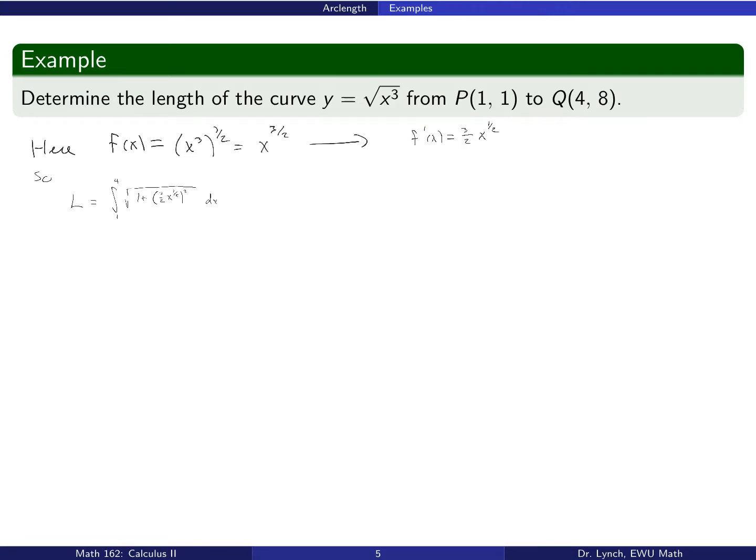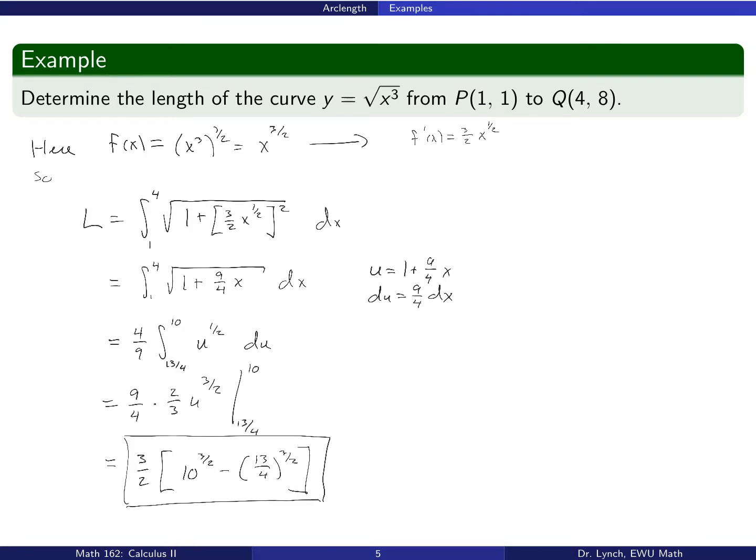Here again, we see that function written in power function form, x to the 3/2. We can quickly compute the derivative as 3/2 x to the 1/2, and that allows us to write down an expression for this arc length: the integral from 1 to 4 of the square root of 1 plus the quantity 3/2 x to the 1/2 squared, dx. So again, here we see that integral for the arc length.